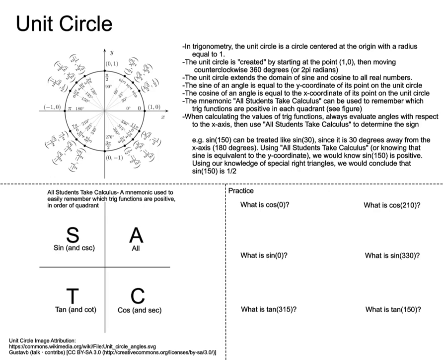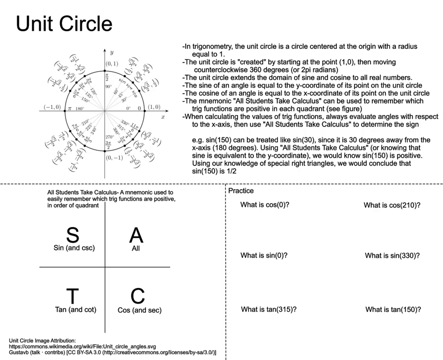When calculating the values of trig functions, you always want to evaluate the angles with respect to the x-axis, and then use All Students Take Calculus to determine whether it's positive or negative. For example, the sine of 150 degrees can be treated like the sine of 30 degrees, since it's 30 degrees away from the x-axis, or 180 degrees.